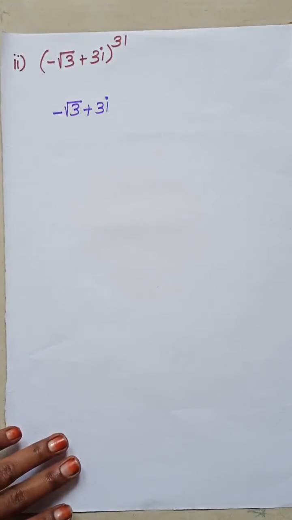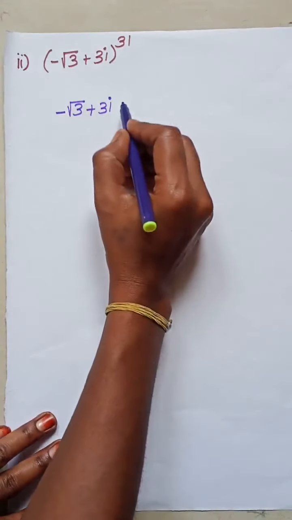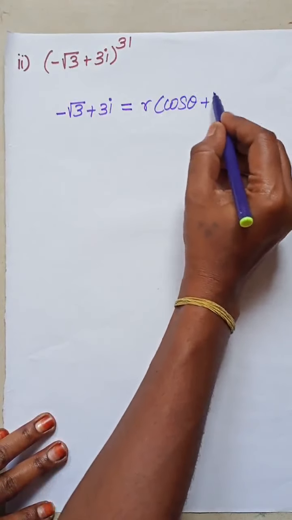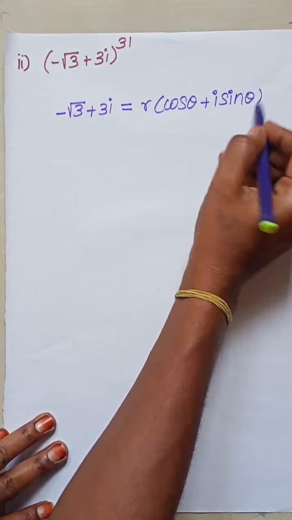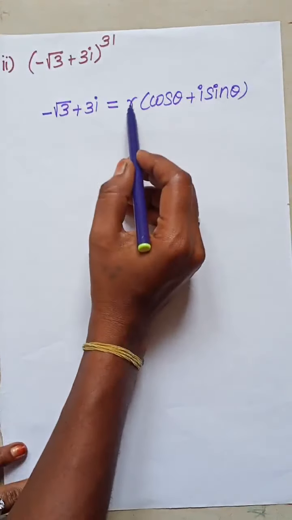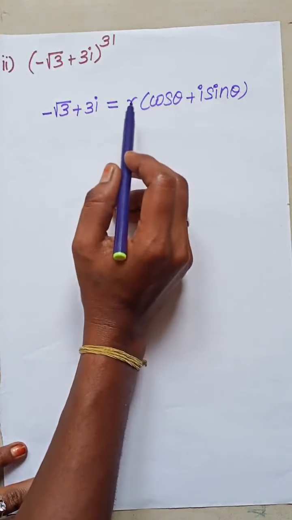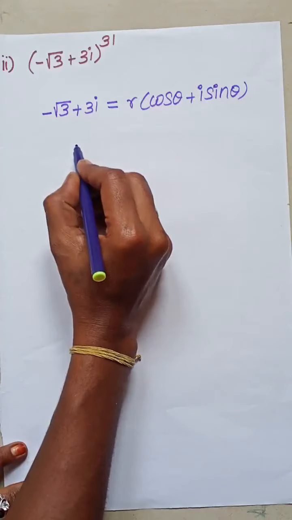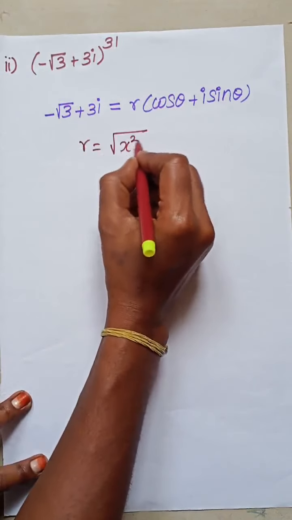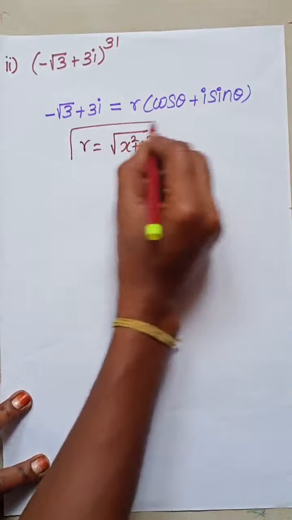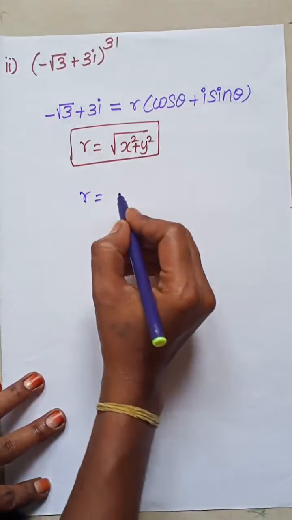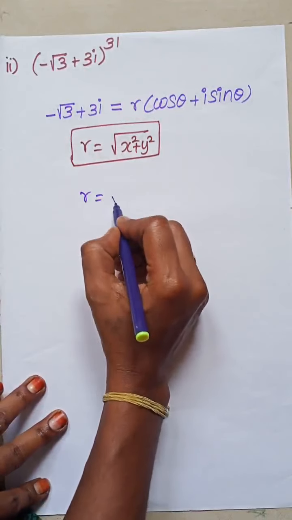First we write it in polar form: r into cos theta plus i sin theta. We need the values of r and theta, so first we find r and alpha. We know the formula: r is equal to square root of x square plus y square.